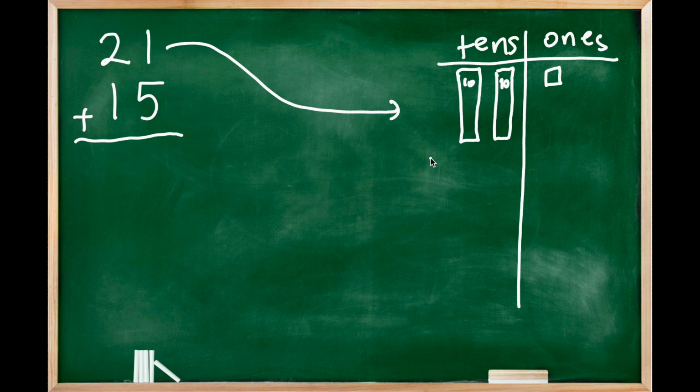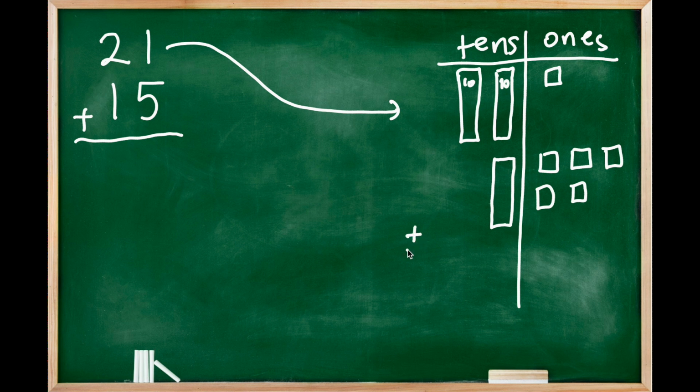And I can add the next number, which is 15. 15 has one 10 block, and then 5 one blocks. And we want to add these. I can show this addition this way. So this is representing the 15. This is 10 and these are ones, and it makes 15.